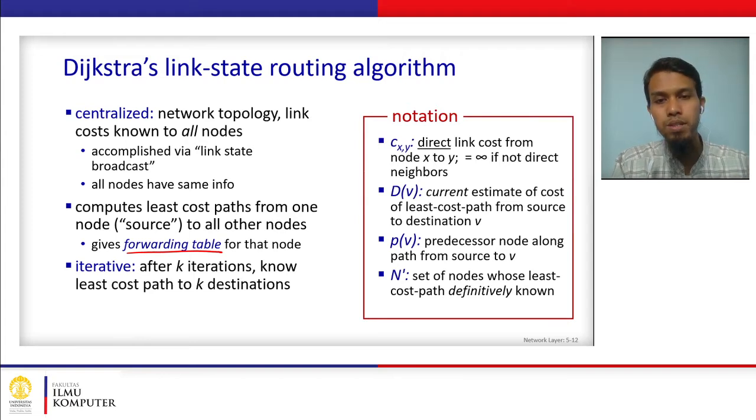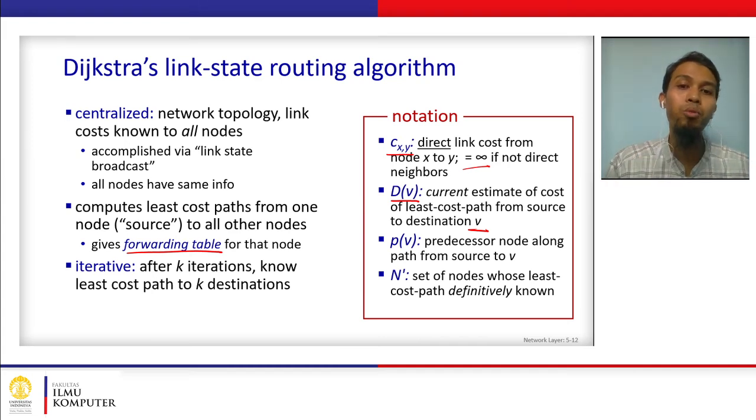This is the notation of the Dijkstra or link state algorithm. We have c(x,y), the direct link cost from node x to y. As we said before, if there is no direct link, then the cost will be infinite. Then there is D(v), the current estimate of the cost of the path from source to destination v. This is dynamic; it changes over the iterations. If we find a lower value of D(v), then we'll update it.